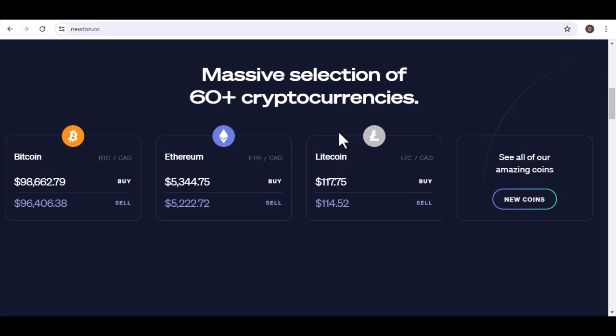So, to recap, limit orders are a powerful tool for both buying and selling crypto. They allow you to take control of your trades and potentially improve your returns. But remember, like any trading strategy, there are risks involved. Do your research, understand the market, and use limit orders wisely.